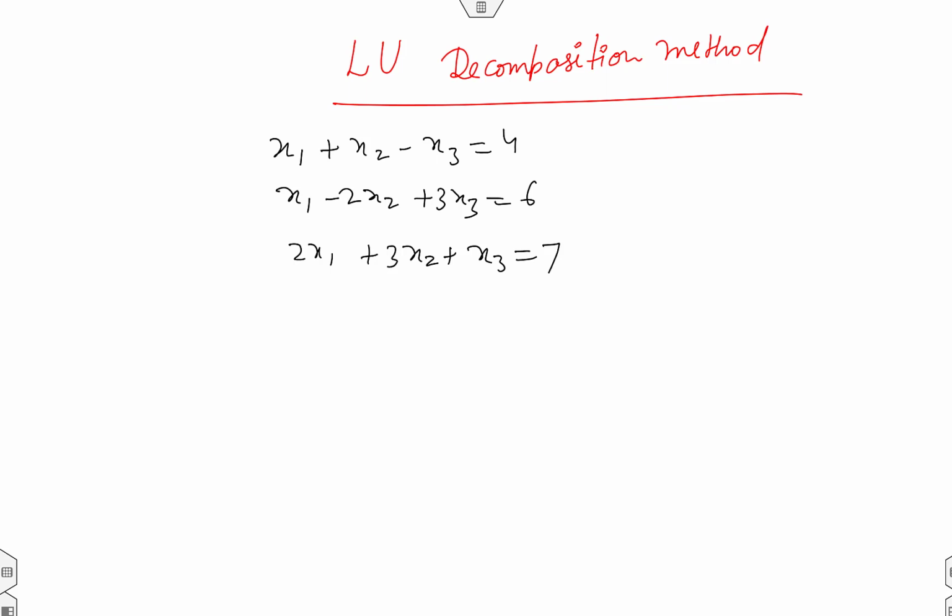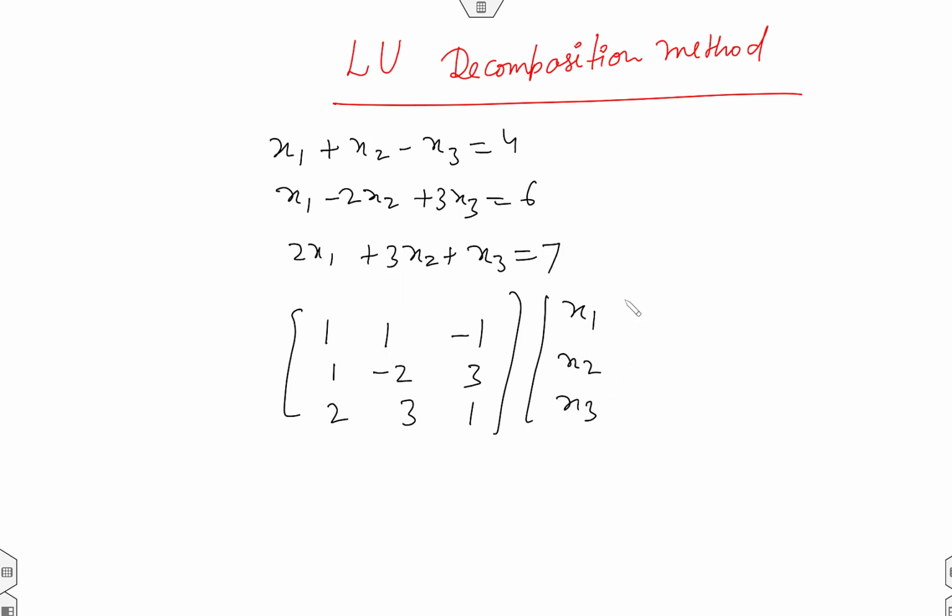And we can write this system in terms of Ax equal to b, where the coefficient matrix of the system can be written as 1, 1, minus 1, 1, minus 2, 3, 2, 3, 1. Here the vector b is 4, 6, 7. So this is the matrix A that we have to decompose in terms of L and U.